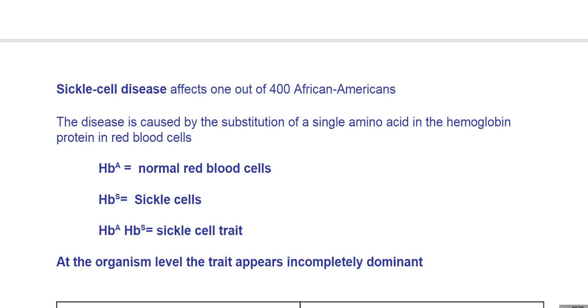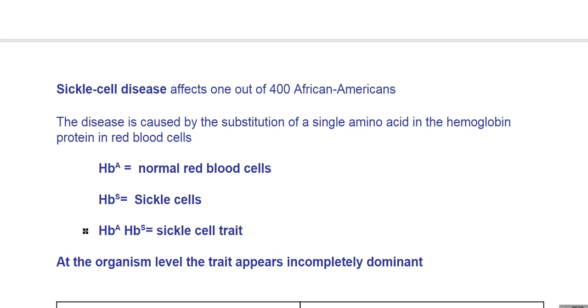Sickle cell disease affects many African Americans, 1 out of 400, and that is caused by a single substitution of one amino acid in the hemoglobin protein. So what I want you to notice is this is a notation that you are going to see very often. This Hb stands for hemoglobin, and notice that they're using a superscript A, and that allele will produce normal blood cells, but the superscript S will produce sickled cells. So the heterozygote has sickle cell trait.